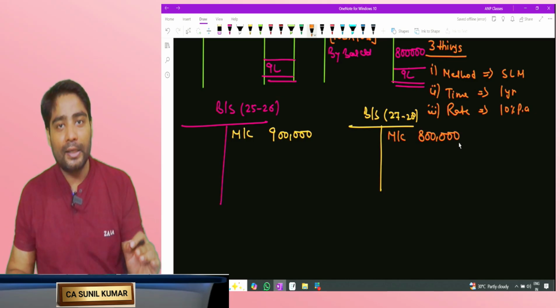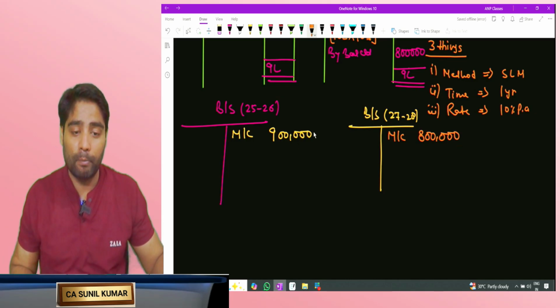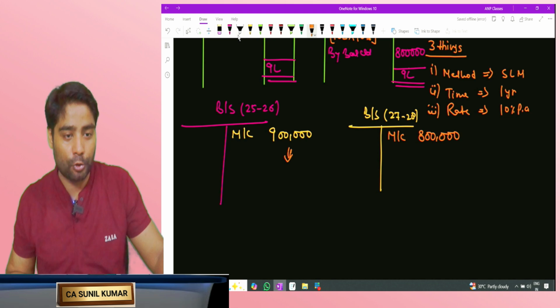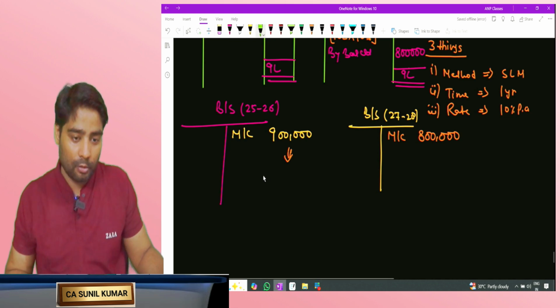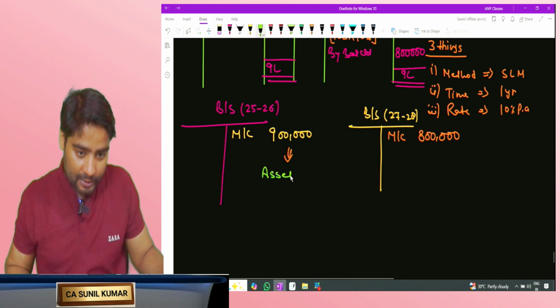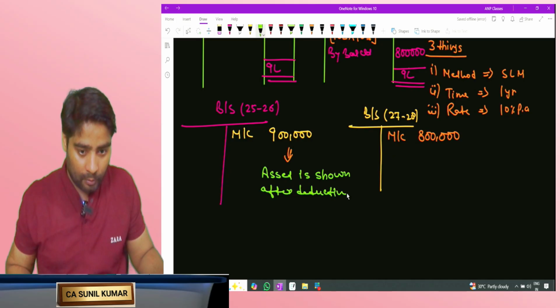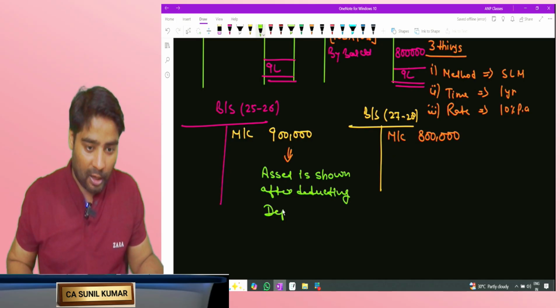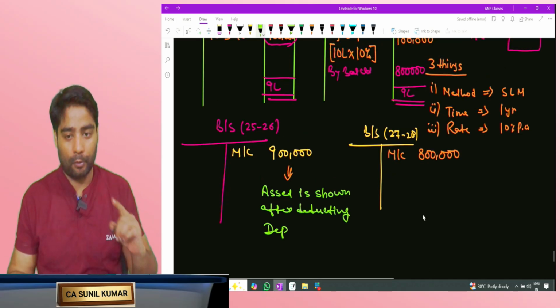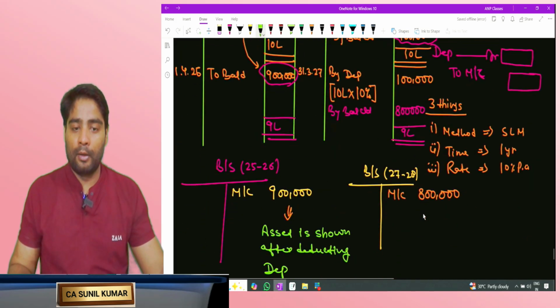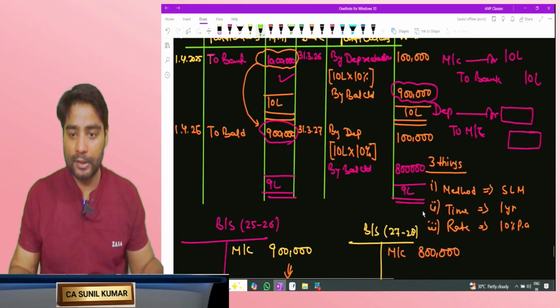Therefore, this method is called net value method, because asset is shown after deducting depreciation. After deducting depreciation. Okay. लिख लिया? Have you written all this?